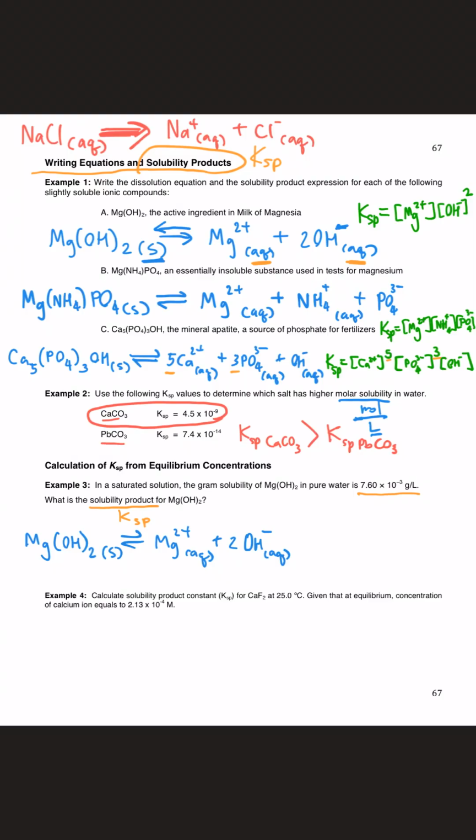Therefore, if you write the KSP for this dissociation, it would be the concentration of magnesium ions multiplied by the concentration of hydroxide ions squared. Which means that if we know the concentration of magnesium and hydroxide ions at equilibrium, we should be able to plug them in to calculate KSP. Now let's take a look at the next information that the problem gave.